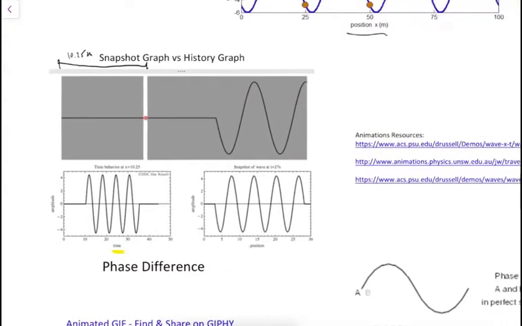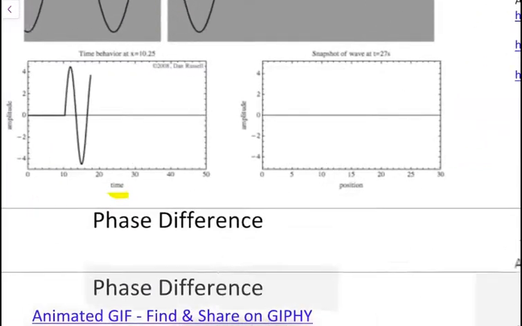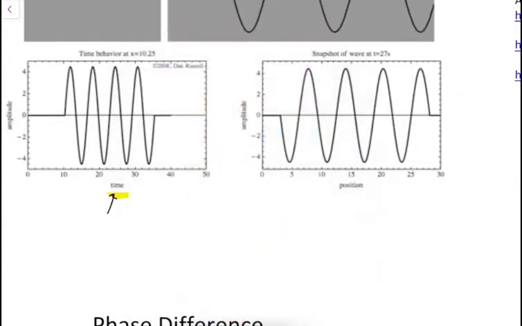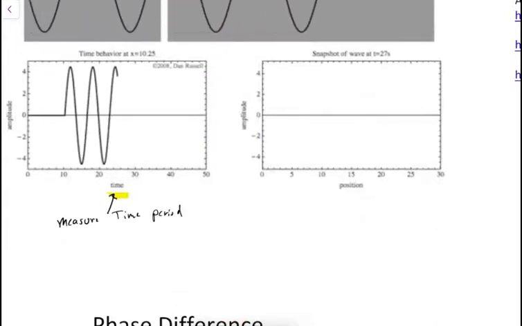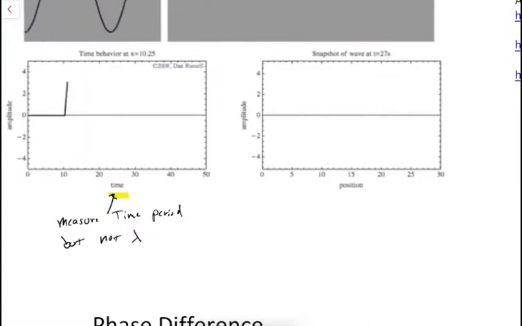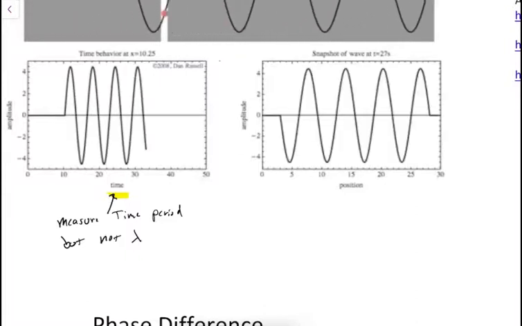So let's insert some space so I can write here. This is a history graph. And in a history graph, we can measure the time period, but not the wavelength, right? If we paused right there and looked at the graph, we can say how much time it takes for the particle to move up, down, and then up again, back to its equilibrium position.